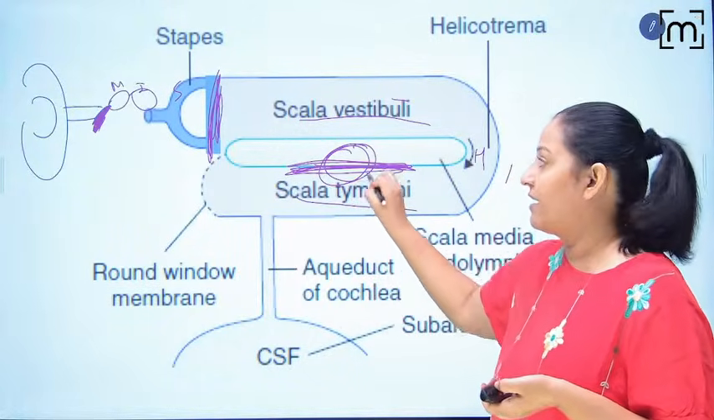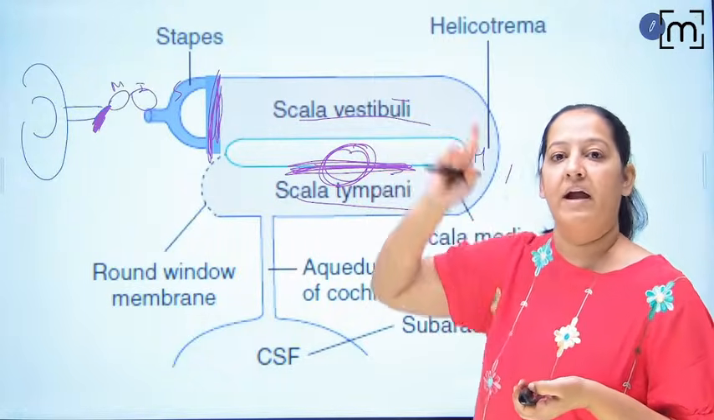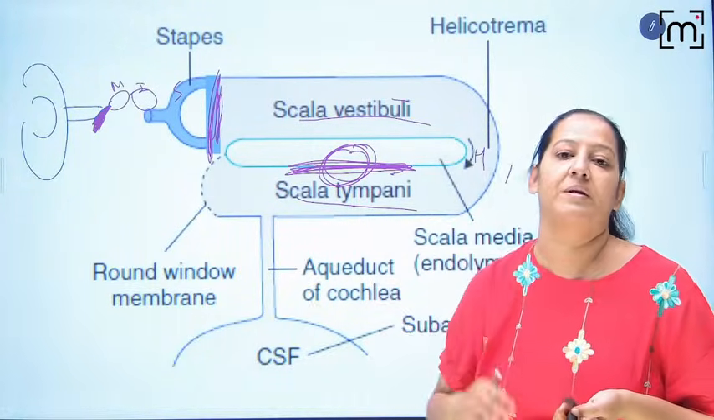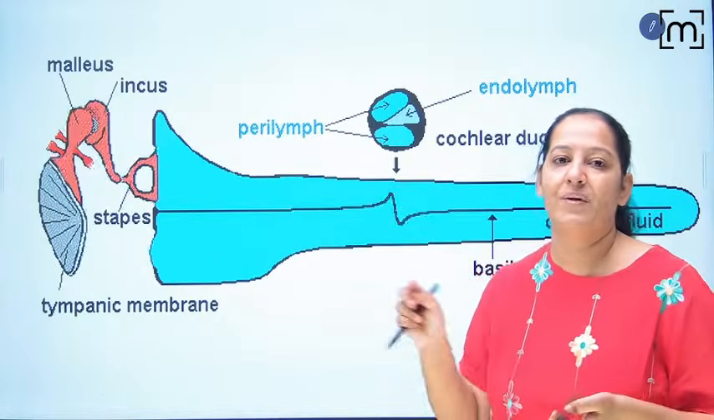And from here, the dendrites of the hair cell will continue as the eighth nerve and they will go to the brain. It is not the end of the story. Further pathway I will show you in the brain. So you can see it here.